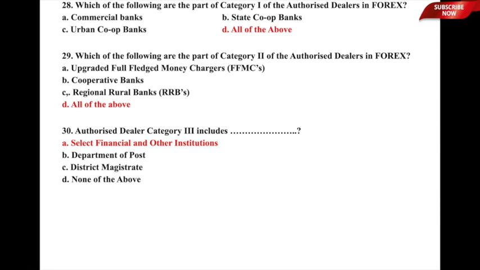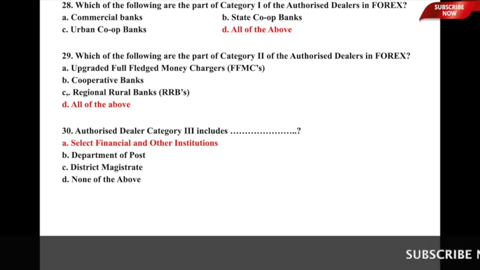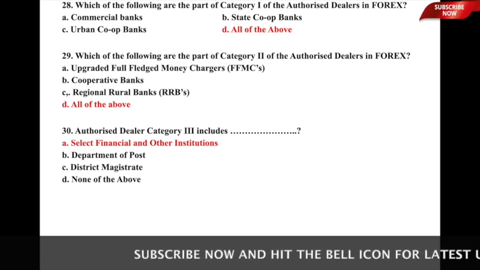Let us now move to the 30th question, which is talking about category 3, which is quite obvious. Authorized dealers in category 3 include dash, and the underlying options are A select financial and other institutions, B Department of Post, C district magistrates, and D none of the above. So the entities who are given the authority or are the authorized dealers in category 3 are select financial and other institutions. So option A, select financial and other institutions, is the correct answer to this particular question.